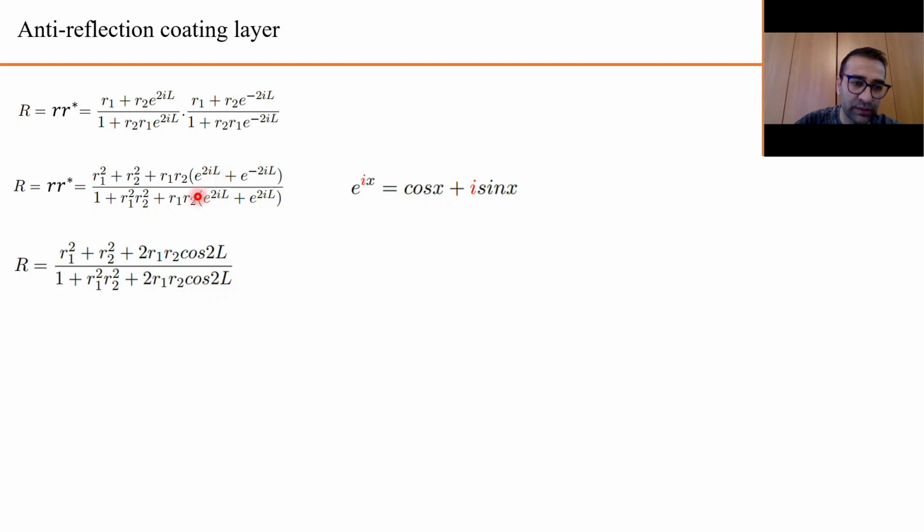And if I substitute 2 cosine 2l instead of this term, and 2 cosine 2l instead of this term using this formula, I will end up with such an equation. Now indeed this is the reflectance from a thin layer when medium 1 is semi-infinite and medium 3 is semi-infinite. Therefore we have a thin layer with the thickness of d and the refractive index of n2, and we derive the total reflectance as a function of, let's say, the Fresnel coefficient from the first interface and the Fresnel coefficient for the second interface.